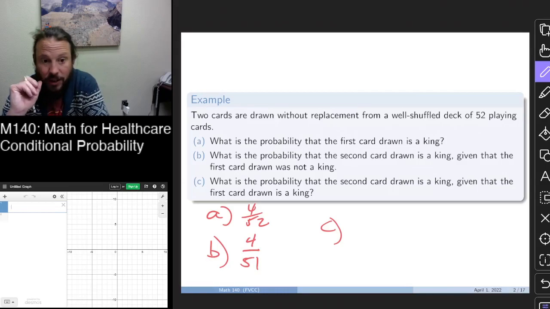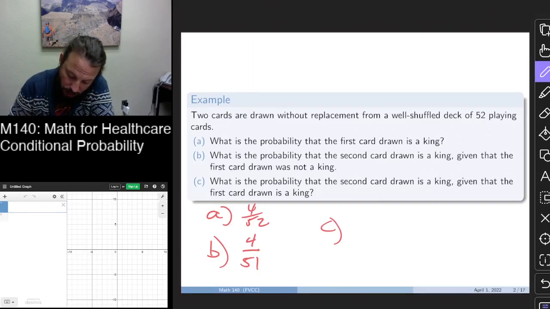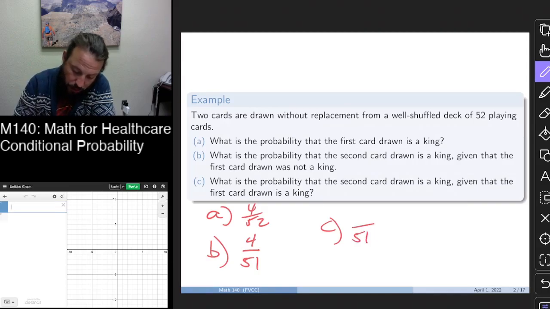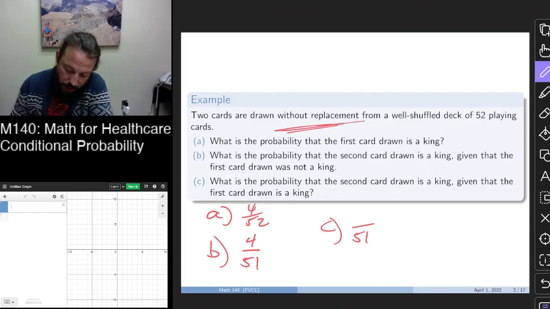C: What is the probability that the second card drawn is a king, given that the first card drawn is a king? Now notice here, my sample space, I only have 51 cards left after the first draw. The big thing here is without replacement. I only have 51 cards now. But I know that the first card was a king, so now there are only 3 left.